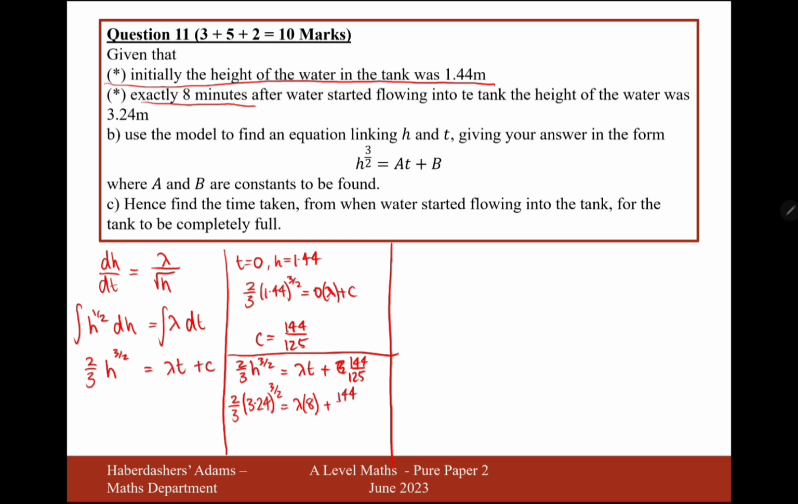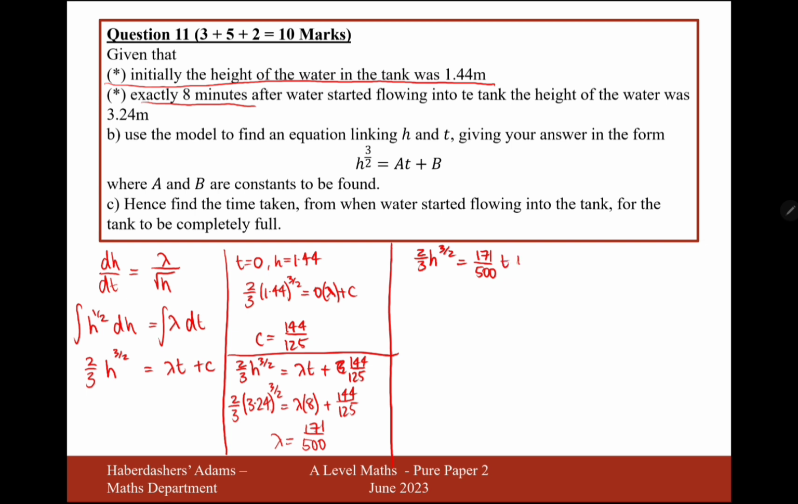Add 144 over 125. And when you solve this, I'm going to try and do a good amount of this work on the calculator now. So you get 3.24 to the power of 1.5 times 2 over 3. Take away the 144 over 125 on the other side. Then we're going to divide by 8 to get lambda. It's 171 over 500.